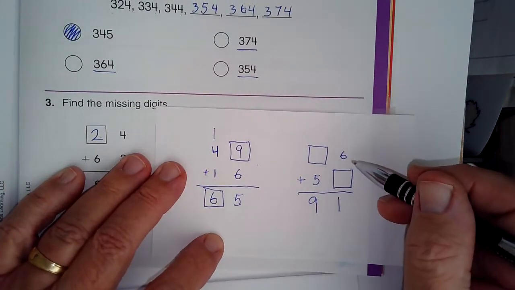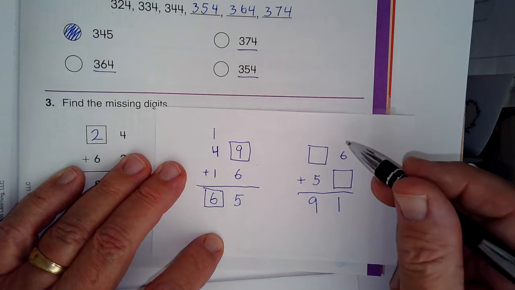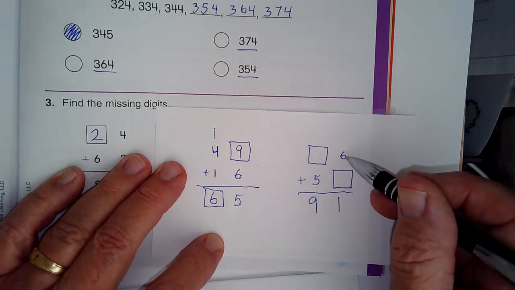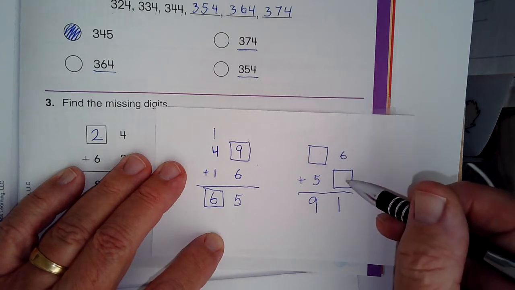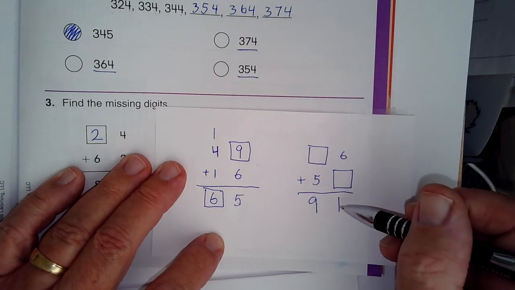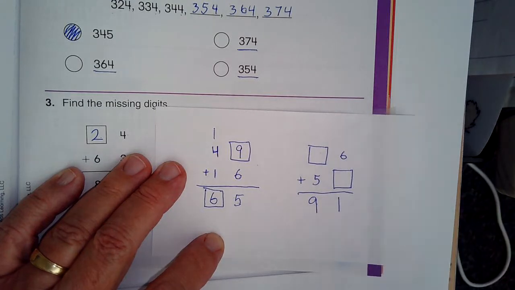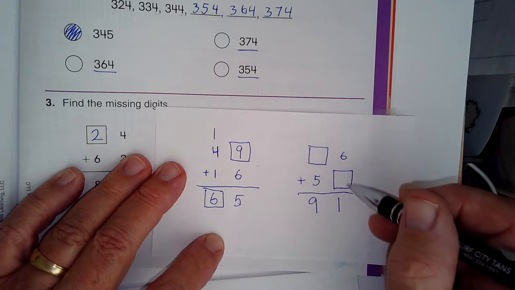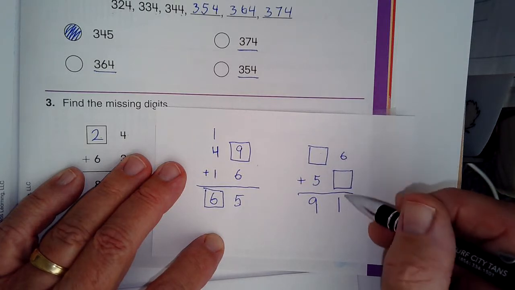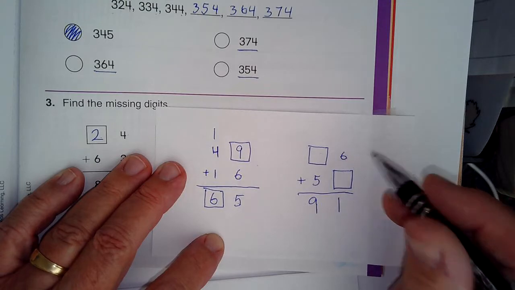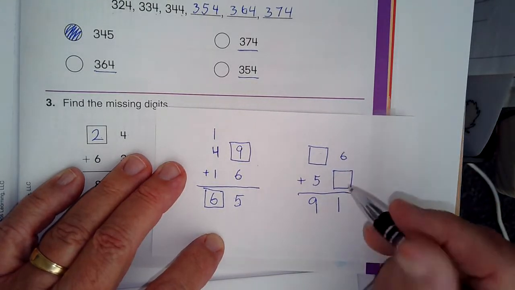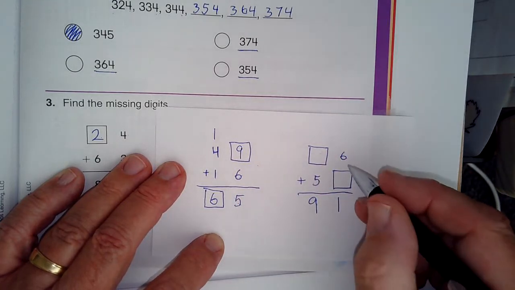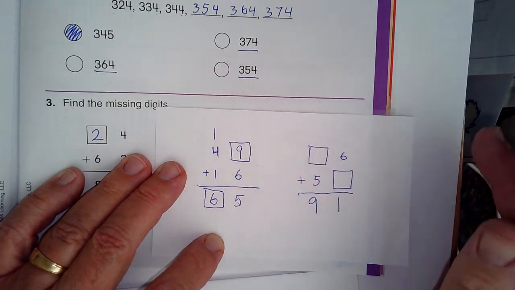And now I think I have the same exact problem. I have missing numbers. 6 plus something is going to equal a number that ends in 1. I am just not sure. Let's see, I can't add a number and have it be less than this, but I can have a number that is 2 digits that ends in 1. All right, so I think, where's my starting point?